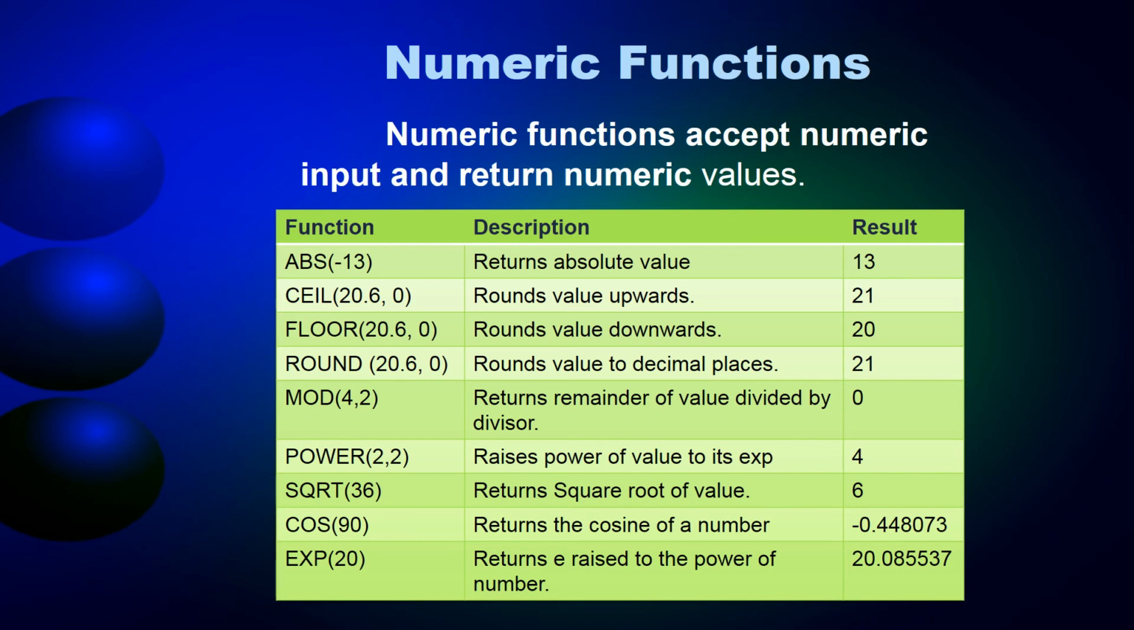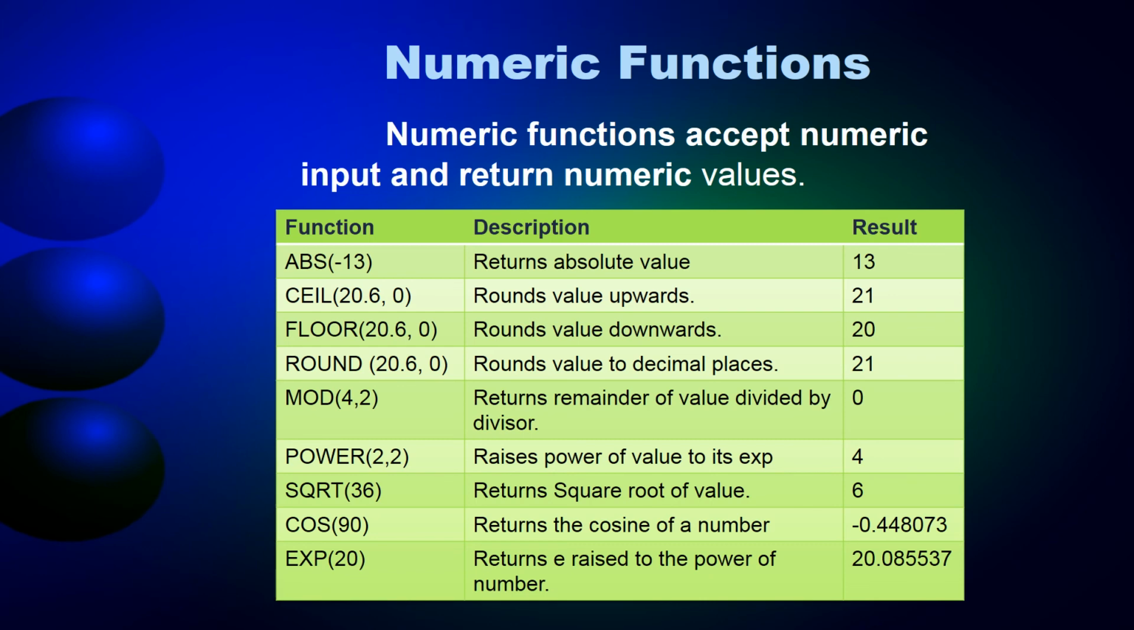Next is the power function. The power function returns the value of one expression raised to the power of another expression. For example, power of 2 comma 2 will return the result 4. 2 power 2 is 4. So next is the sqrt function. This function will return the square root of a number. For example, sqrt of 36 will return the number 6 as the result.